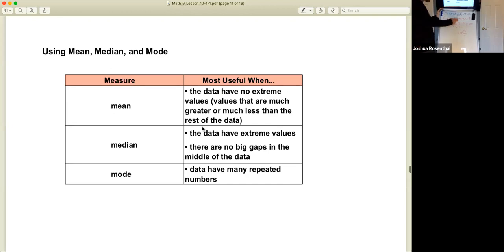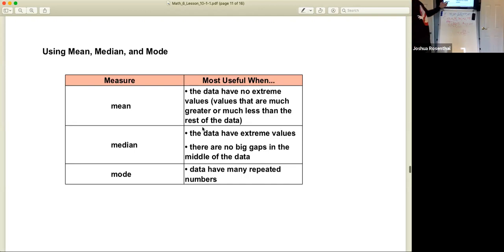Well, that's the problem here, is that in the middle of the data, there's a big gap between 9 and 35. There's a big gap here between 22 and 47. So maybe the median was not amazing here, okay?